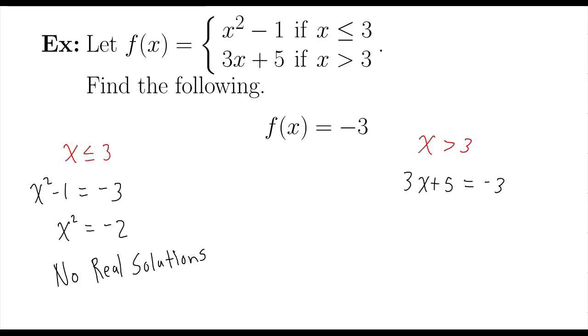Okay, on the right side, 3x plus 5 equals -3. Subtract 5 from both sides. -3 minus 5 is -8. And then divide both sides by 3.